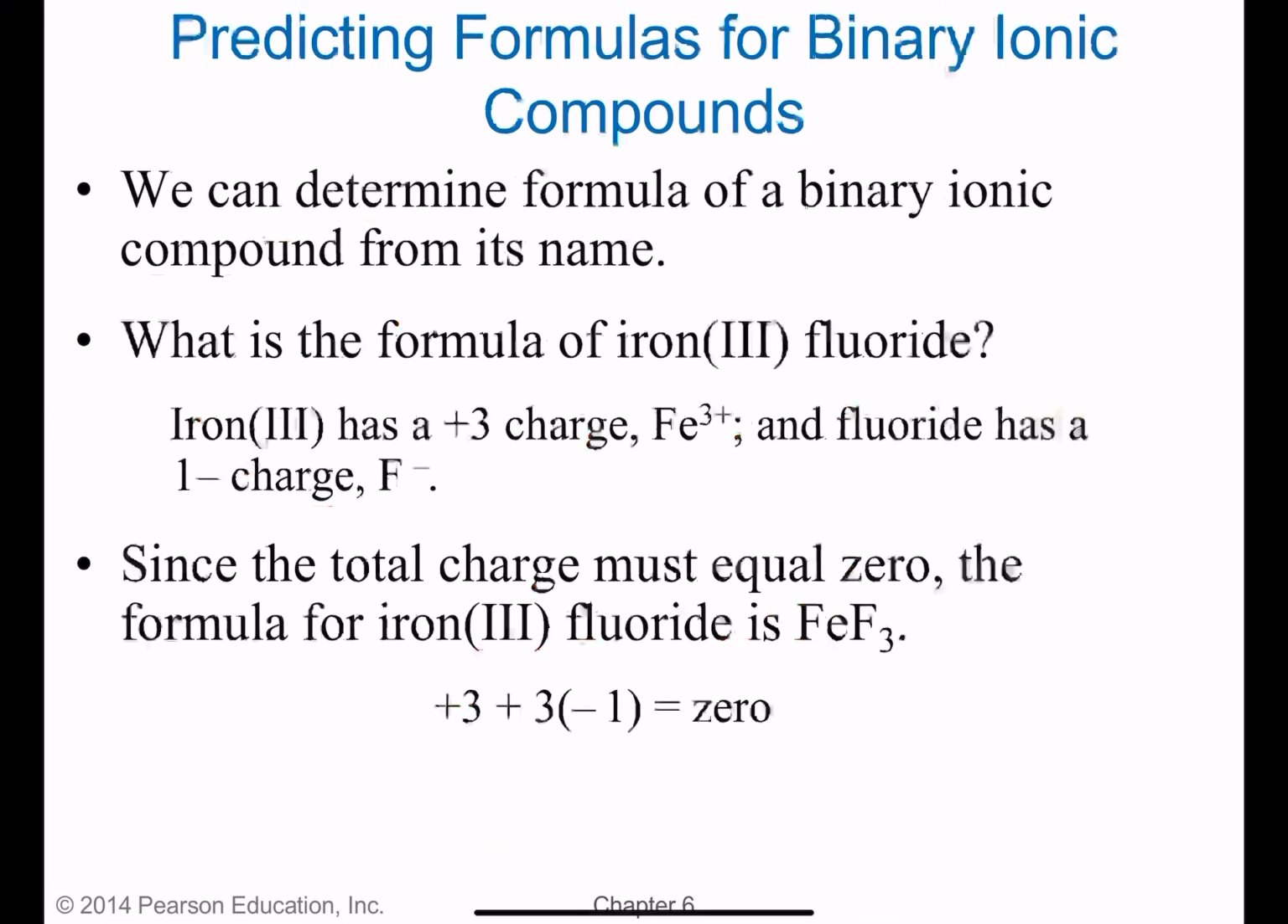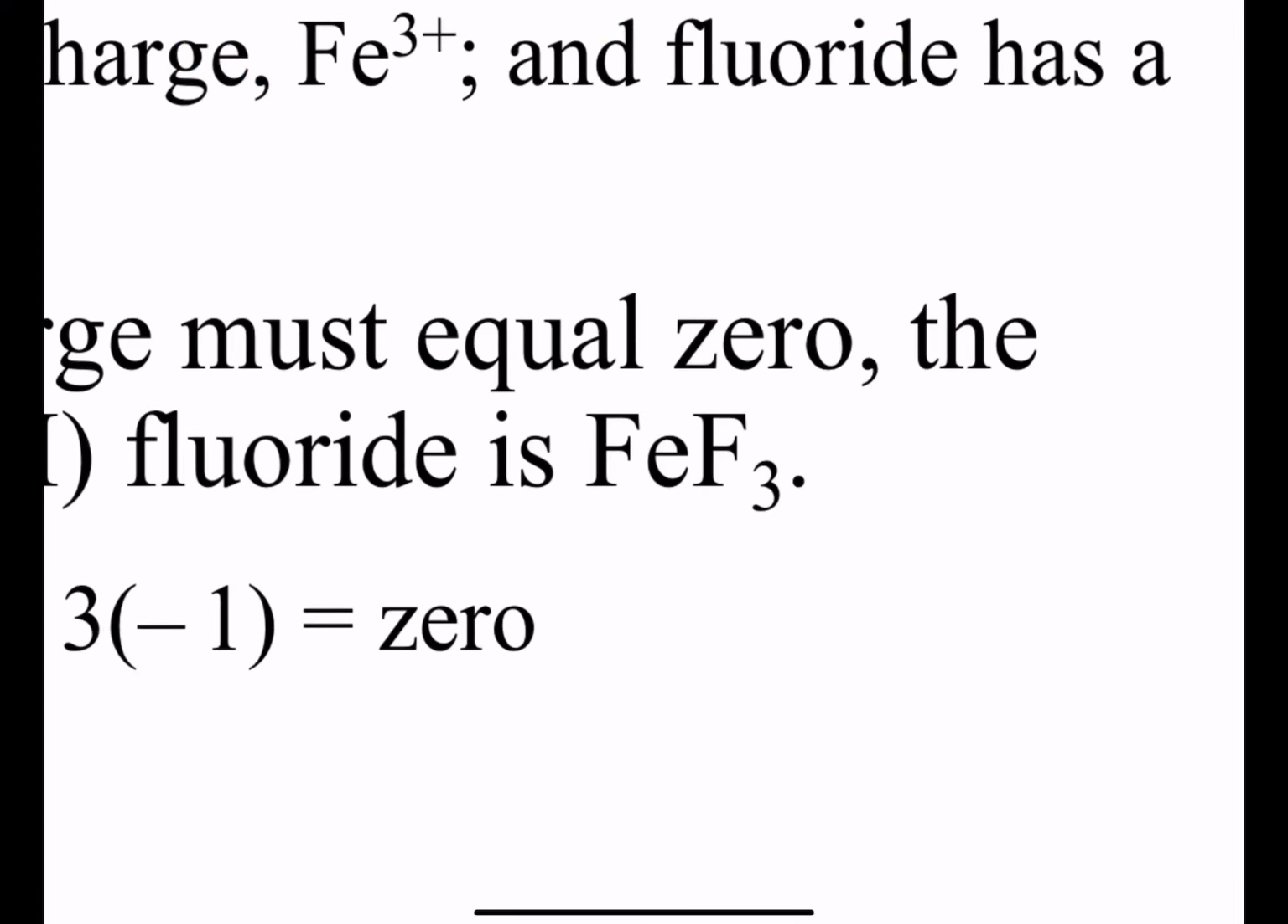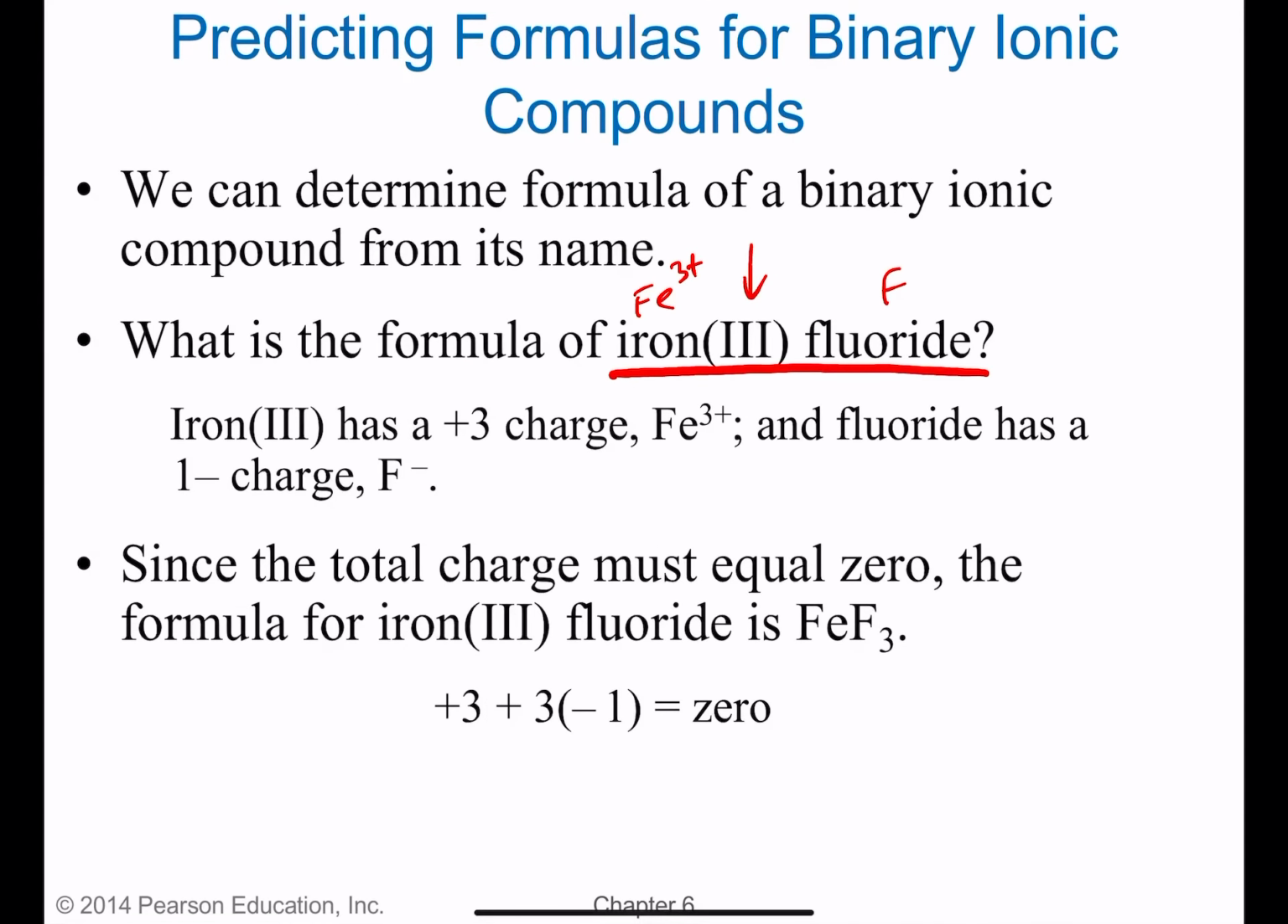So we can also get the formula from the name. We were just doing name from formula, now we're going to do formula from the name. So here's an example. It's iron 3 fluoride. So iron we know as Fe, fluoride we know as F, and the Roman numeral here tells us that the charge on the iron must be a 3+. Metals are always positive. We have a Roman numeral 3, so that means the charge is 3+.